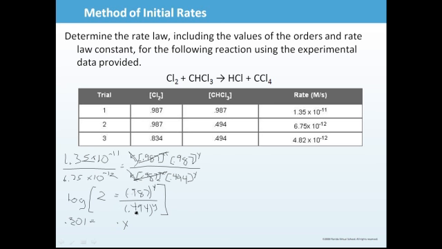So if we take 0.987, kind of combining steps here, divided by 0.494, and then you take the log of that. So the log of that expression gets us 0.301 times x. So of course times y. So to get y by itself, of course we just divide both sides by the 0.301. So that tells us then that y equals 1.